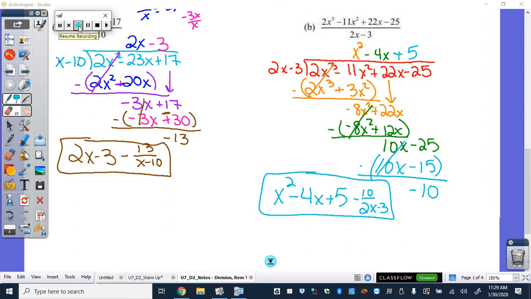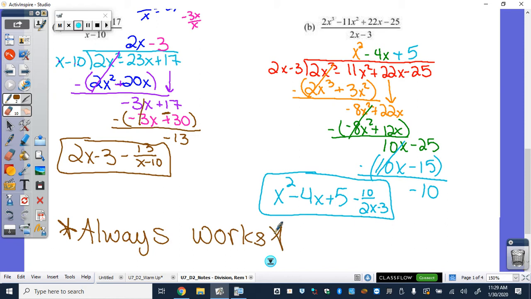All right, so how did we do with that last one? Did we get it? All right. So a little note for us to make down here. Long division always works. No matter what degree polynomial you're dividing by, whether you're dividing by an x to the first, so you're linear, you're dividing by x squared, x cubed, long division will always work for you.